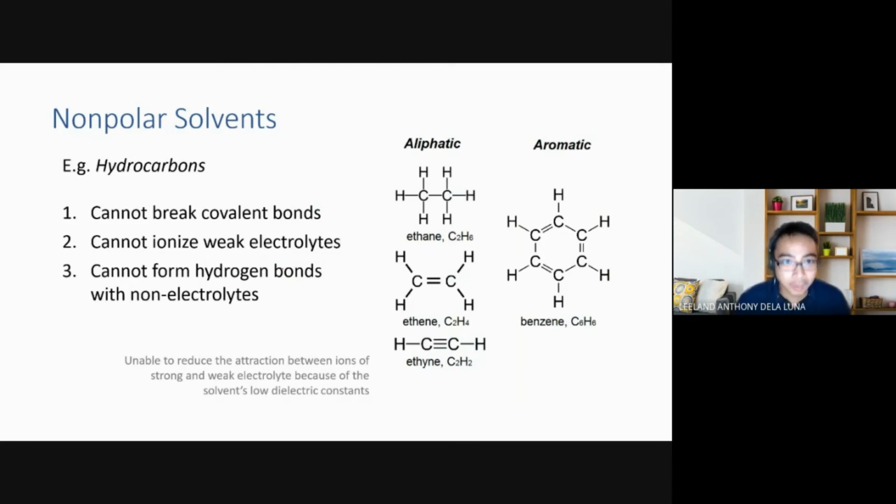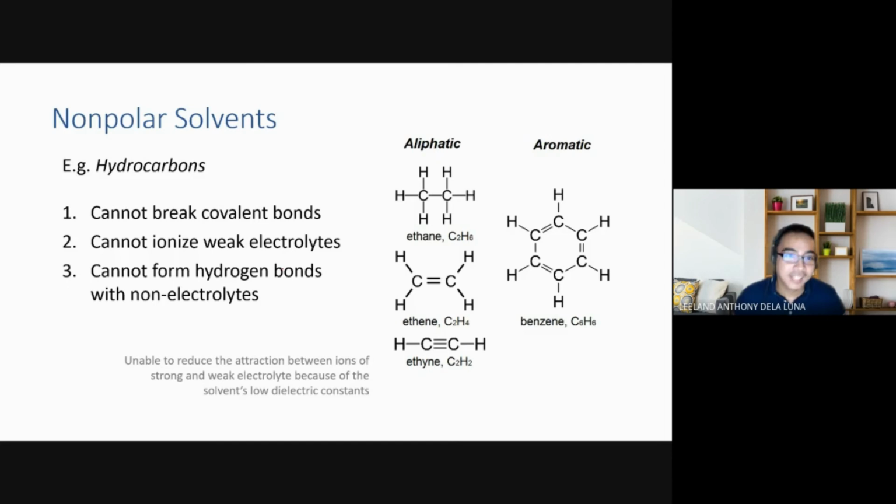Okay, what about non-polar solvents? Okay, basically, class, it's common for hydrocarbons. If your solvent is a hydrocarbon. Alam niyo naman ang hydrocarbons, right? Hydrocarbons are anything that contains carbon and hydrogen, in defined amounts. So class, if your solvent is a hydrocarbon, automatic non-polar yan. Okay? Automatic, like ethane, benzene, so on and so forth.